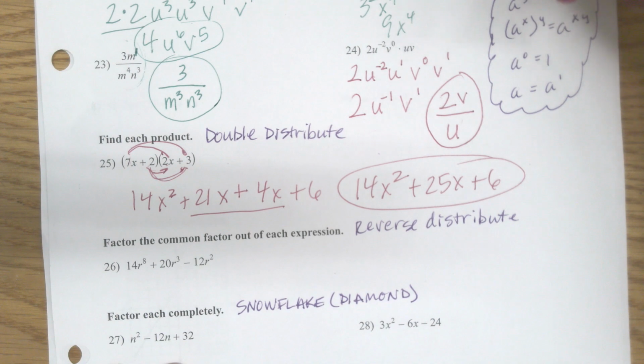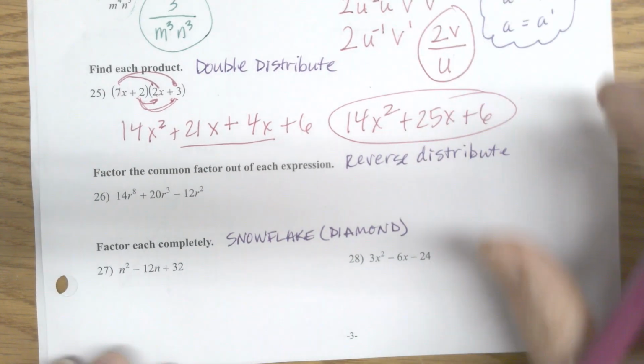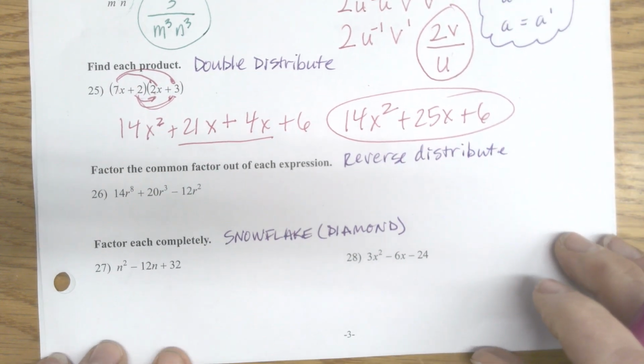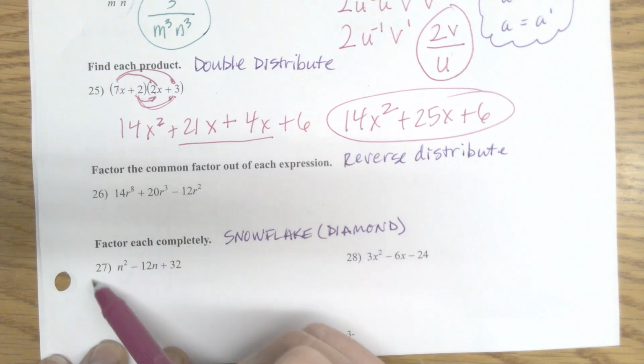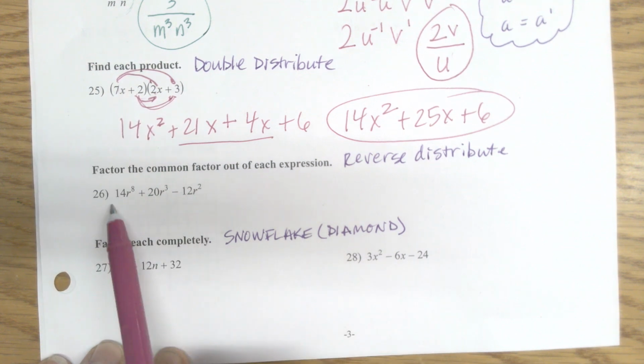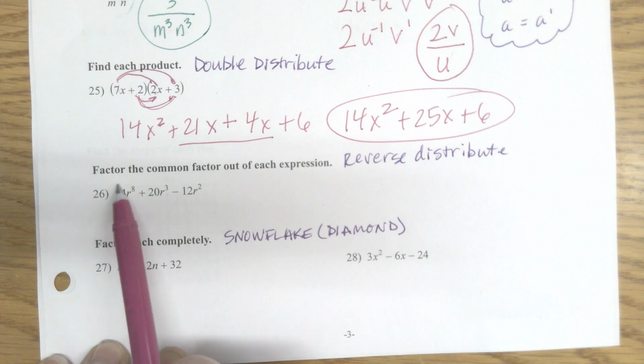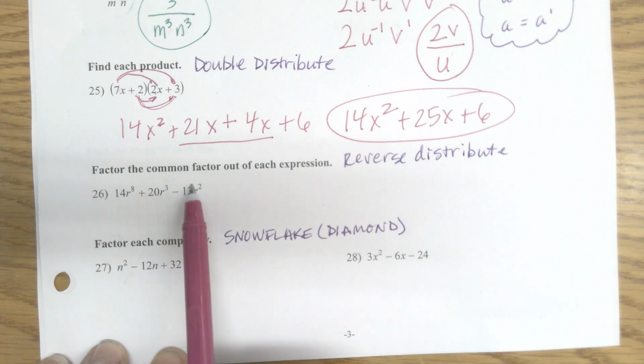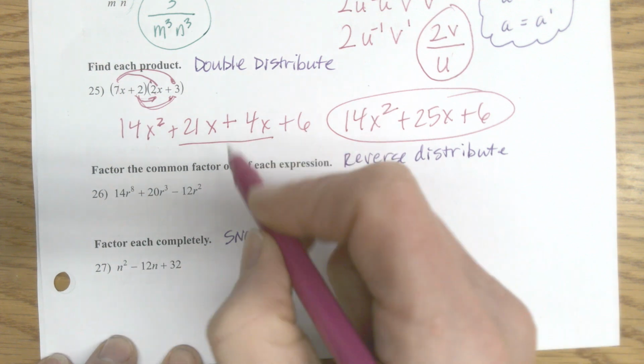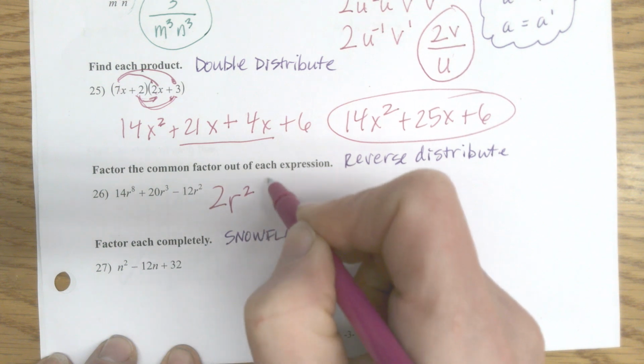And up last is our reverse distribute and our snowflake and diamond. This was the last chapter. This is kind of what we're working on now. So reverse distribute, what does every single one of these have in common? What factor do they share? And I can definitely take a 2 out of each of them, as well as an r squared. So 2r squared goes out front.